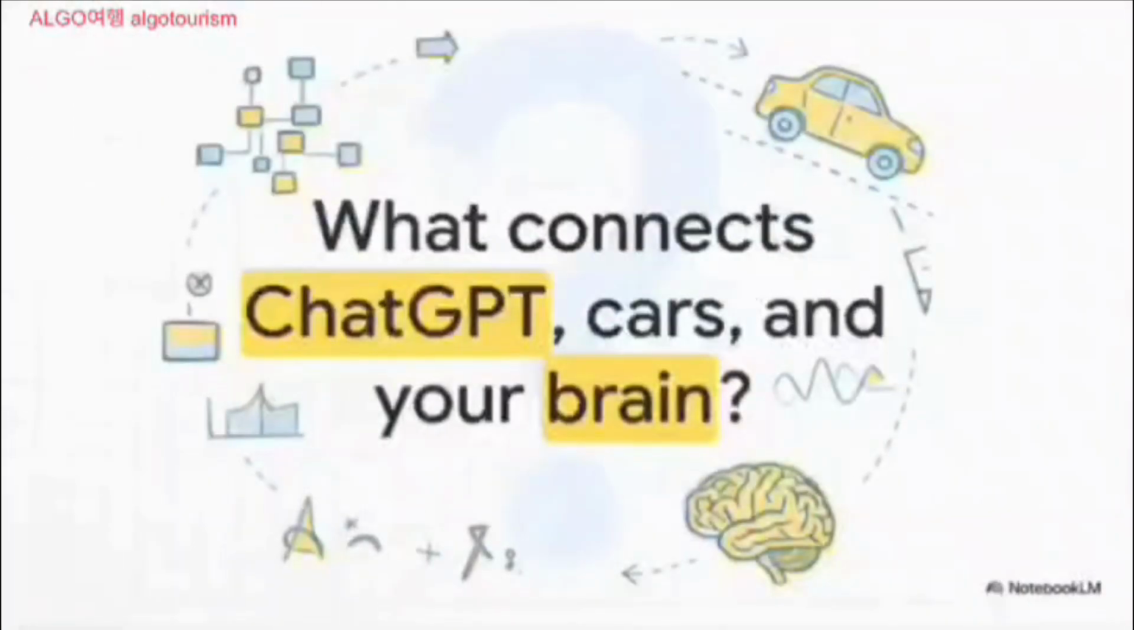So, think about it. What do ChatGPT, a self-driving car, and your brain actually have in common? I mean, at first glance, they seem completely unrelated, right? One's a software engine processing text, another is a multi-ton machine navigating physical space, and the last is this squishy, organic network of neurons. But what if I told you that they all operate on the exact same underlying mathematical logic? Seriously, they are all just systems trying to make sense of a wildly uncertain world.